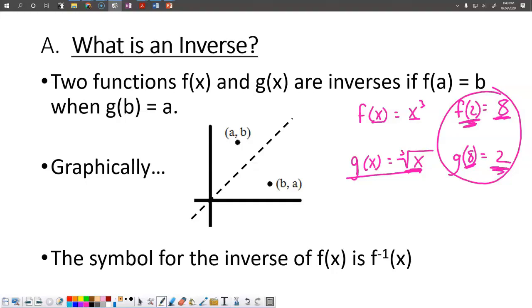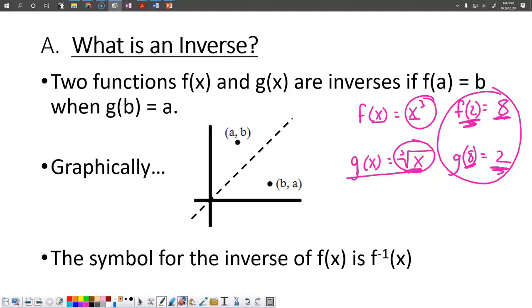You can also tell, it's a little bit hard sometimes, but you can tell by the operations too. Like a third power is the opposite of a third root. It could get a little more complicated than that, but there it is. That's what two inverse functions are.